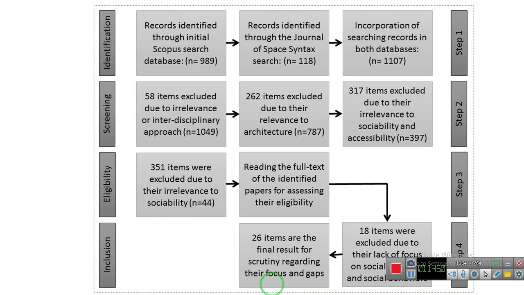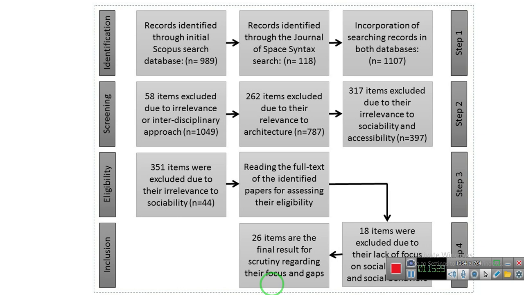This diagram, as you can see, consists of four different steps. The first step is identification. After that, we have screening, then we have eligibility, and at the end, as you can see, we have inclusion. What should we do in this diagram? We have to specify, step by step, the inclusion and exclusion criteria that we have applied in our study.